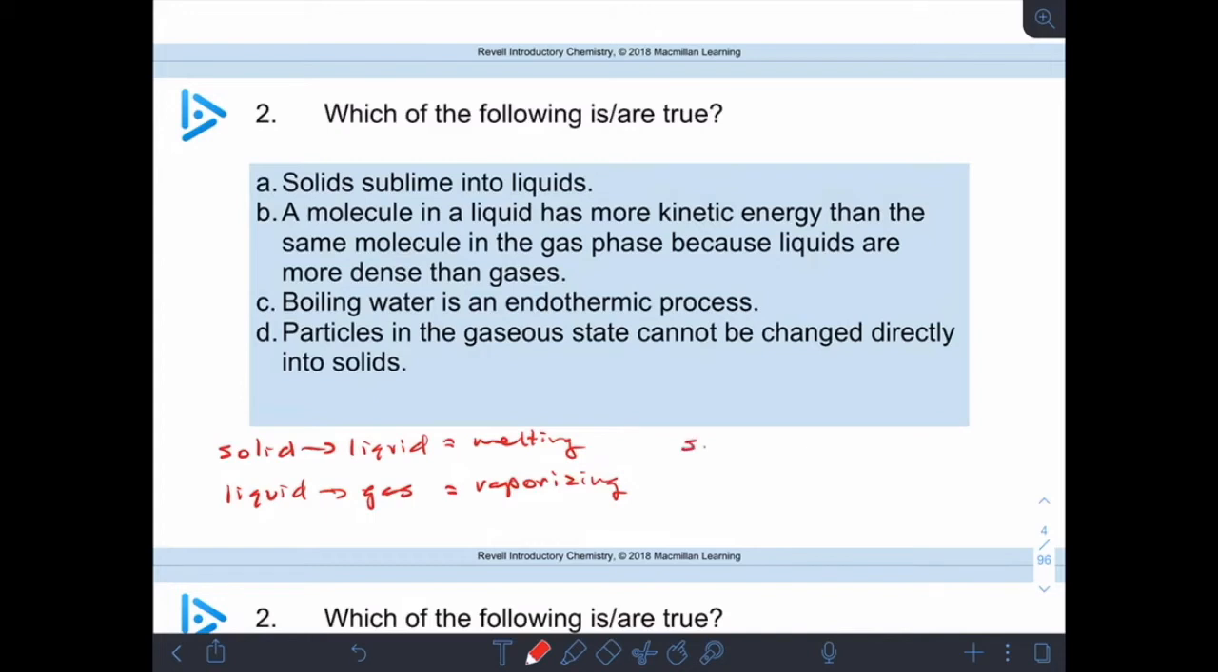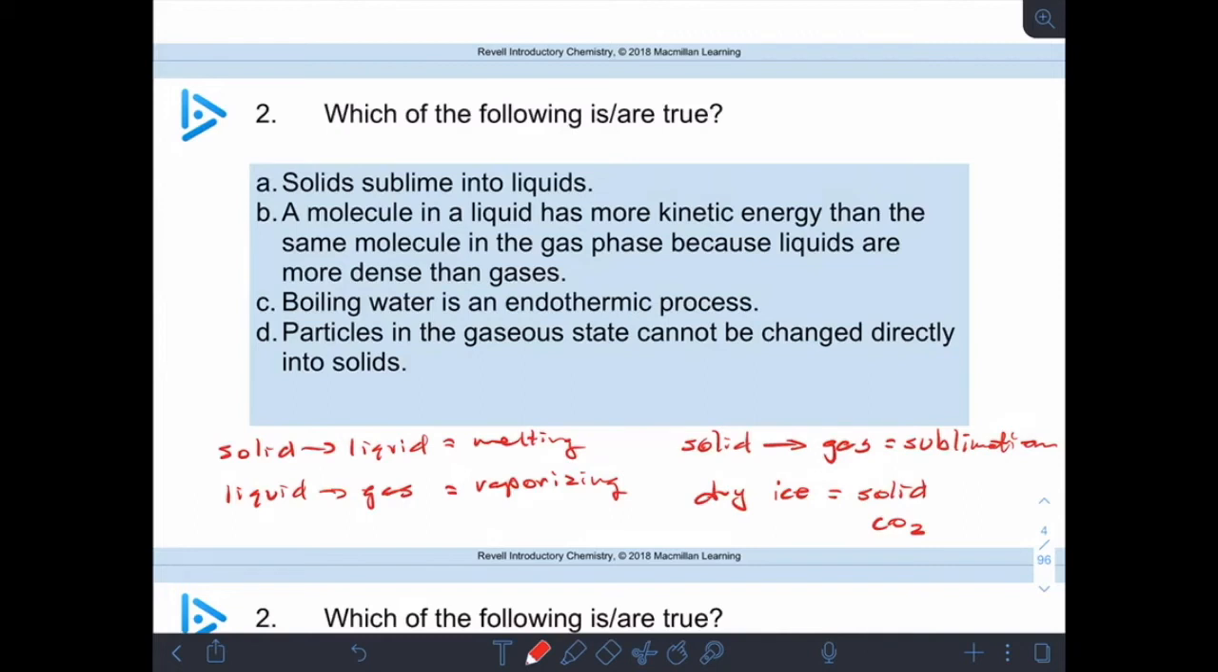Now there is a third option. Going from solid straight to gas has a name, and it is sublimation. Okay, which means to sublime, right? So an example of that is dry ice. Dry ice is solid carbon dioxide. Okay, and it's most common to see the dry ice around Halloween time.